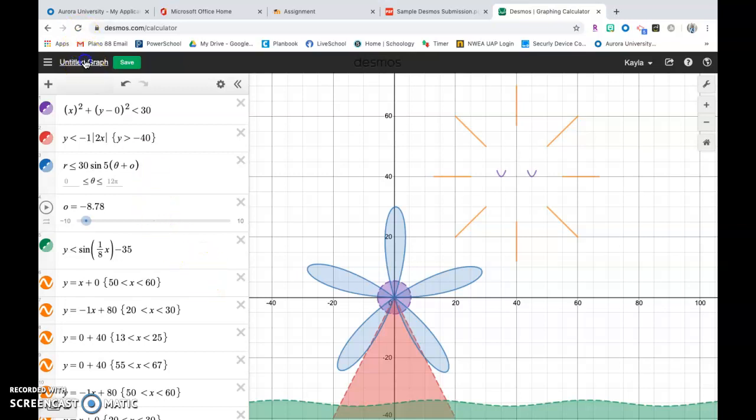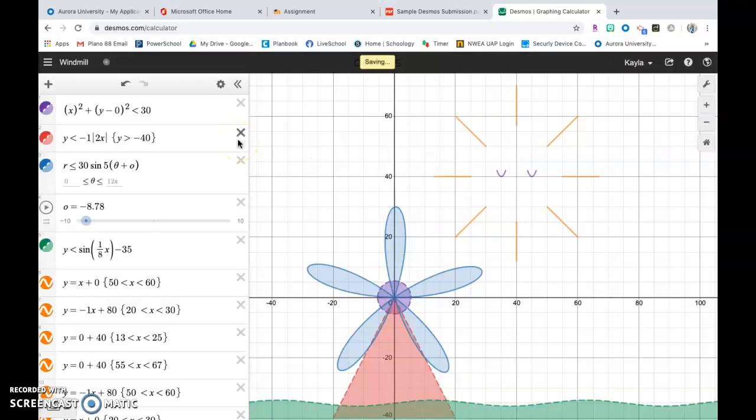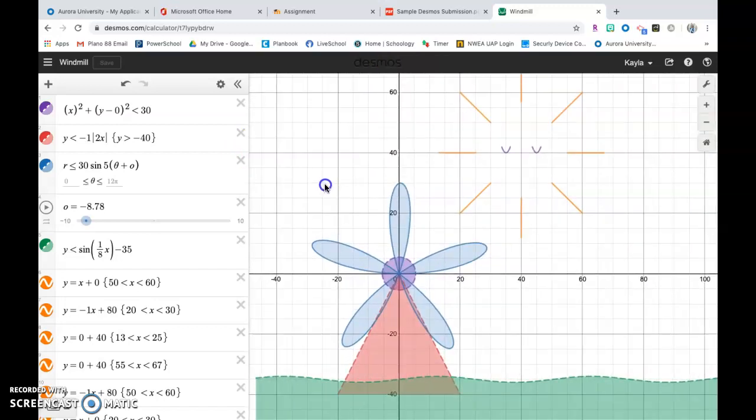Okay, so I am working on my windmill design. Forgot to title that. So here is what I have done so far before I show the last couple pieces to add. So I have the circle here in the center, that's the first graph line.